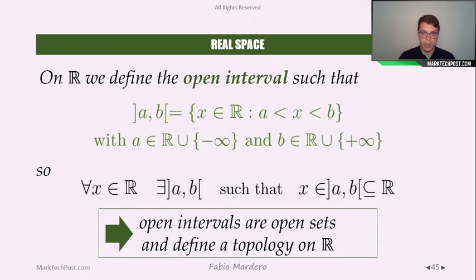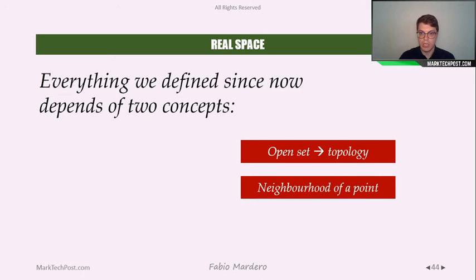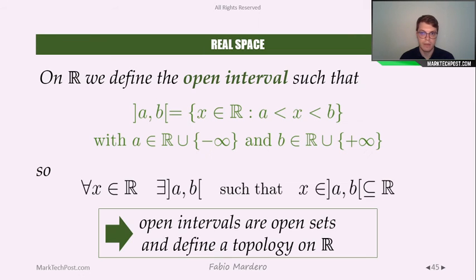Now we have to describe the open set and the neighborhood of a point in a more concrete way inside the real space. So let's start with open set. In order to find what open sets are in real spaces, we define an open interval. Here we are on the real line, and we define the open interval such that it's pretty straightforward. Here A could be a generic real value or minus infinity, and the same for B.